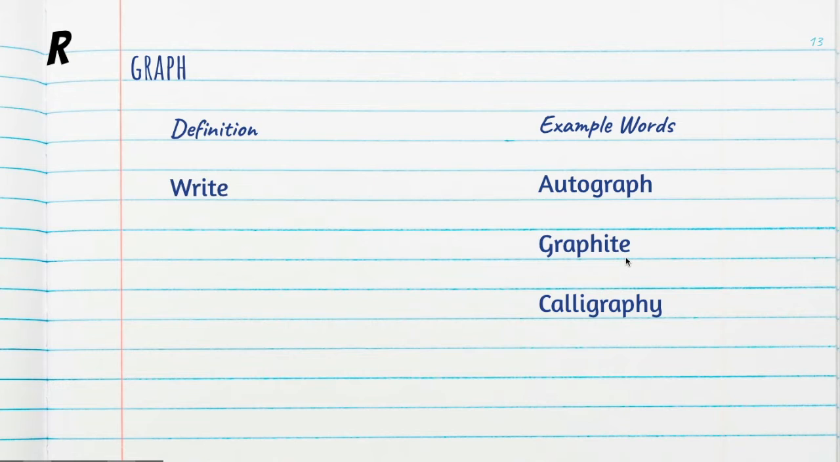Graphite is the material that pencil lead is made out of. So again, that has to do with writing. And then you have calligraphy. Calligraphy is that really beautiful handwriting that is very elaborate and ornate. So it is a type of writing. That again relates to that graph definition of write.